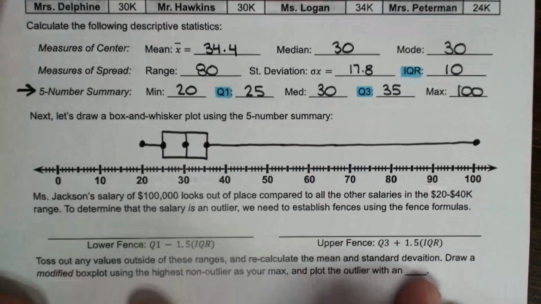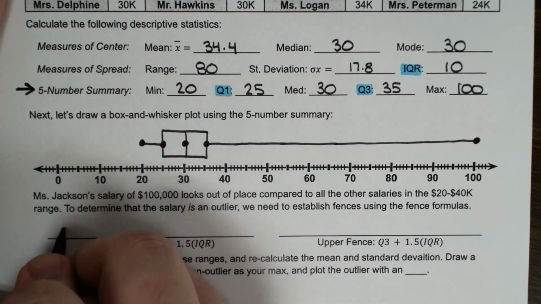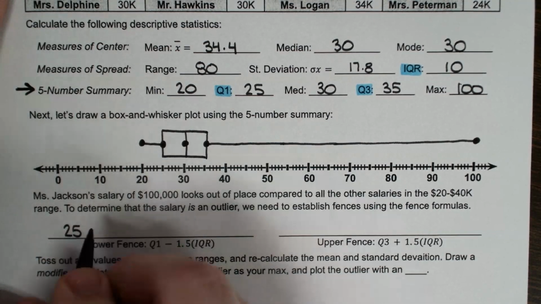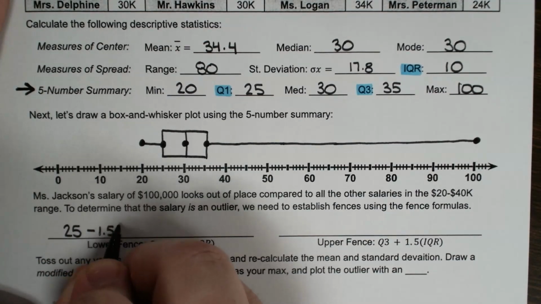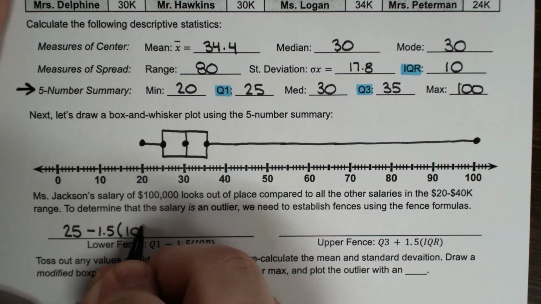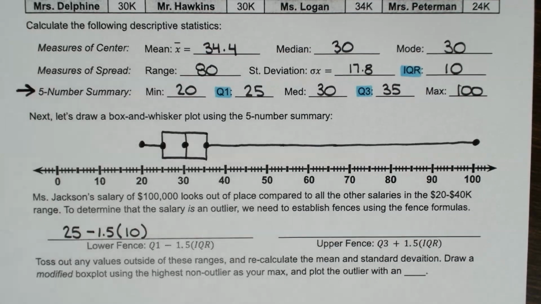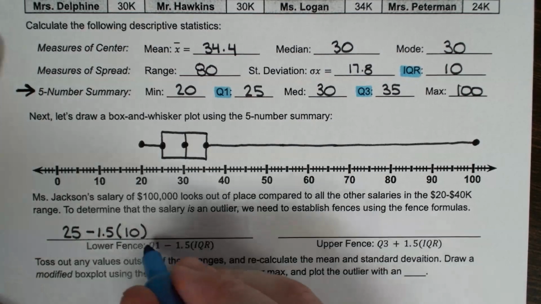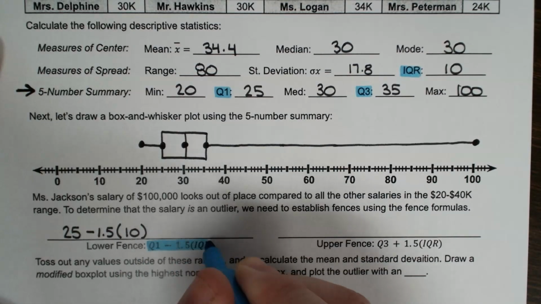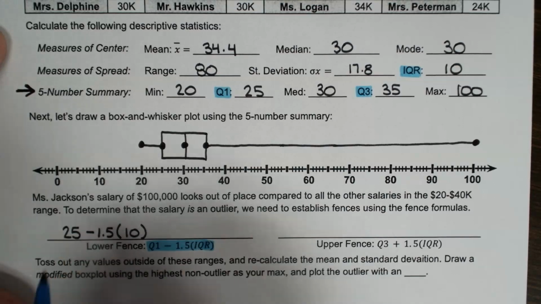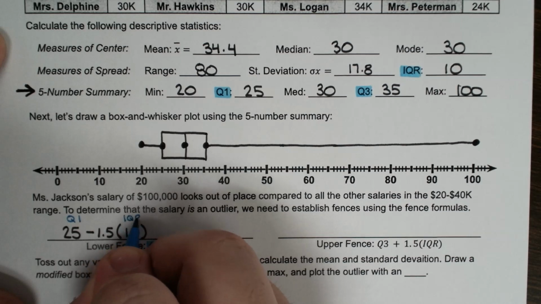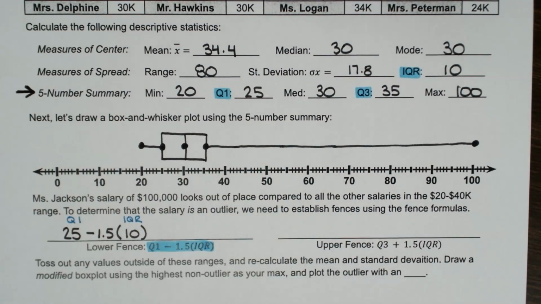So, for the lower fence, Q1 is 25. Subtract 1.5 times the IQR, which is 10. Again, I'm just using this formula right here. But I plugged in 25 for Q1 and 10 for the IQR. And then just throw that in your calculator. What do you get? 10.